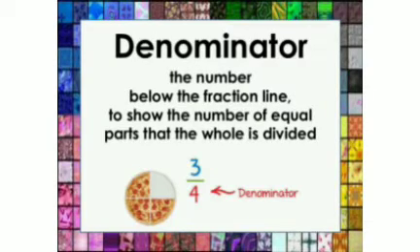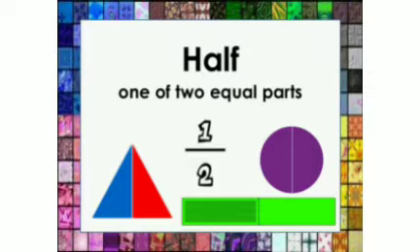Denominator, it is the number below the fraction line. It is used to show the number of equal parts that the whole is divided. For example, 3 by 4, in which 4 is the denominator. Now we can see some representations of fractions such as half, quarter, 1/4, 3/4.